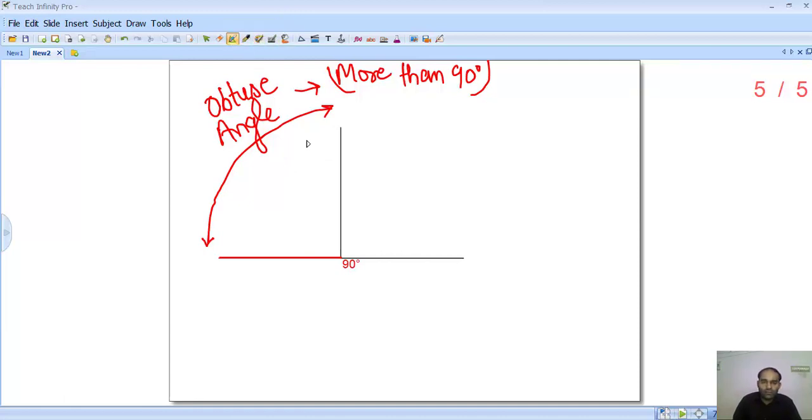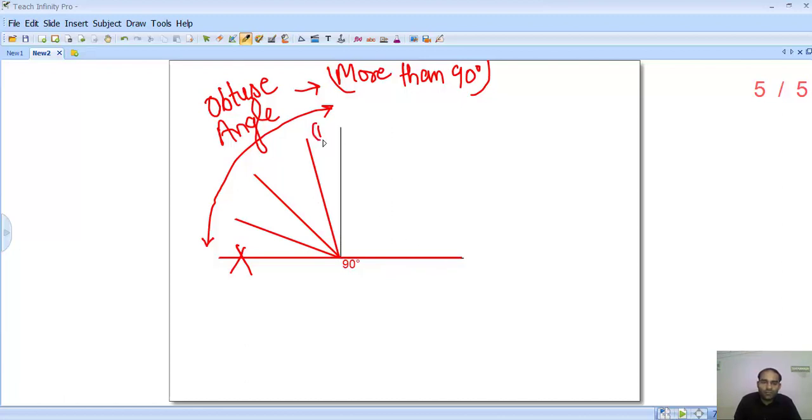Okay, let me draw some. If the angle is like this, obtuse angle. If the angle is like this, obtuse angle. This is an obtuse angle. With reference to which line? With reference to this line. Let me take a pen. Yeah, not this line. With reference to this line, this angle is greater than 90 degrees, an obtuse angle.